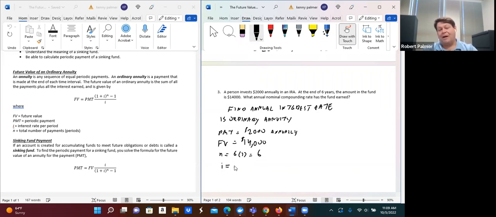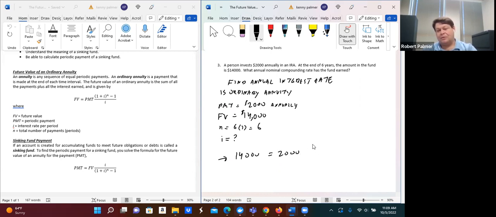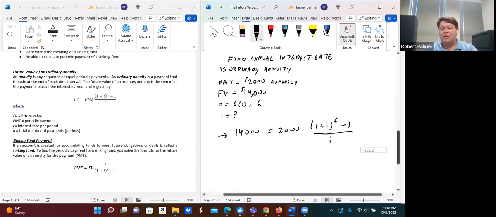So we need to find our I. That's our unknown. And since this is annual, whatever I turns out to be is just going to be our annual interest rate. Now, we plug all this into the formula to see what we have. The future value, which is $14,000, is equal to the payment, $2,000 annually, times 1 plus I. And once again, I is our unknown in this case, to the N, which is 6, minus 1, over I. Now, here's the thing. We can't actually solve this in a normal way.